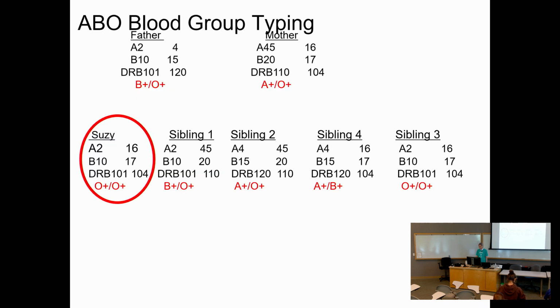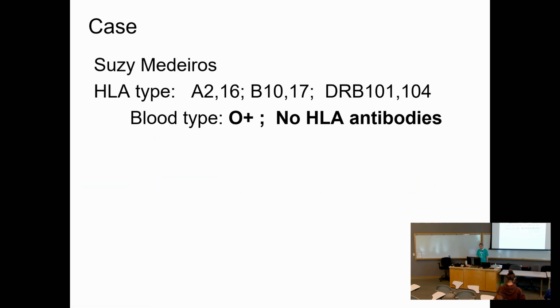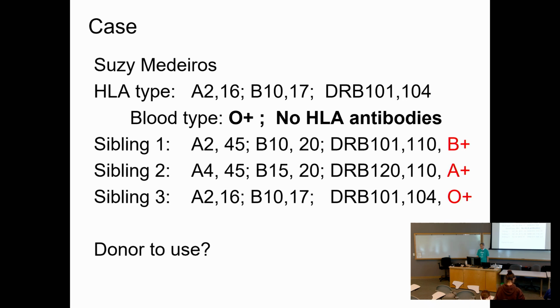So anyway, the same thing. Here, they both match. So again, it turns out that Susie is blood type O. We also tested her for pre-existing HLA antibodies. She doesn't have any. Sibling number 3 is a good match, is also type O, so the donor to use is sister number 3.